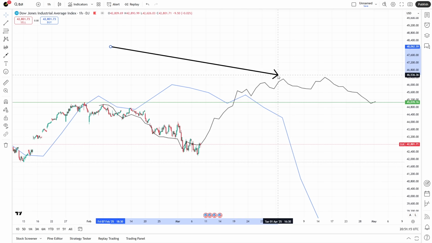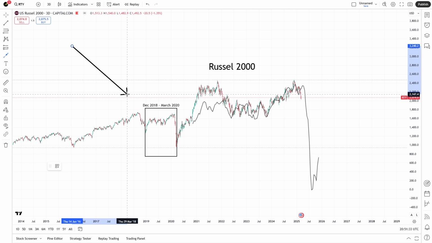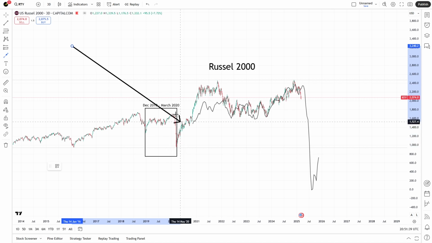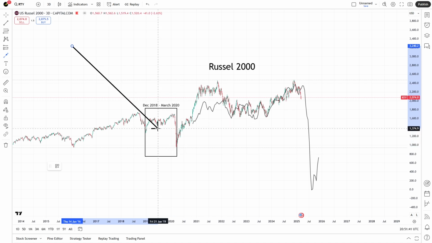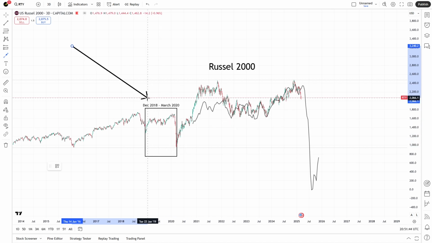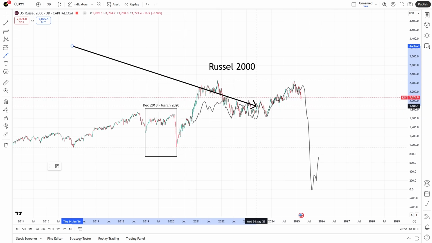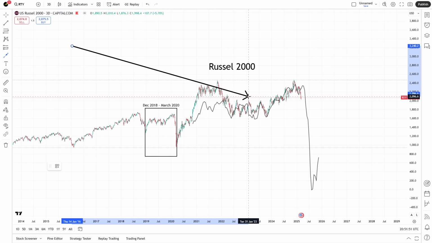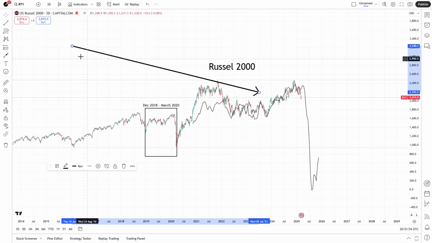Let's look at the Russell 2000. Okay, so this is the Russell 2000. Now, just like the Dow Jones, it's my belief that the Russell 2000 is essentially repeating what took place in this box, and that was from December 2018 to March 2020. If we stretch the fractal out to match the timing, height, and depth on this part of the chart, as you can see, it is a very close match.